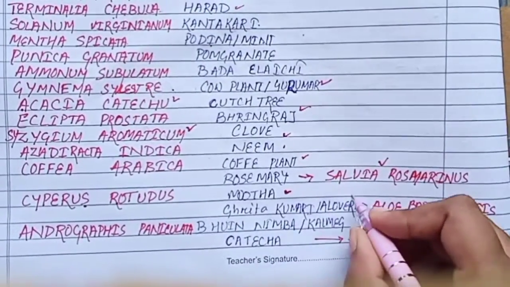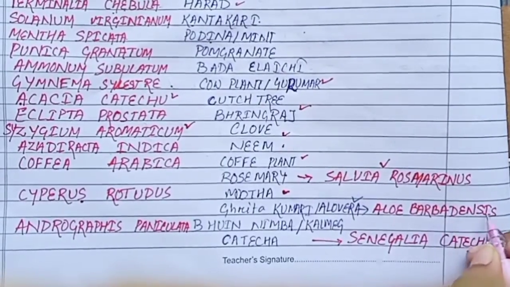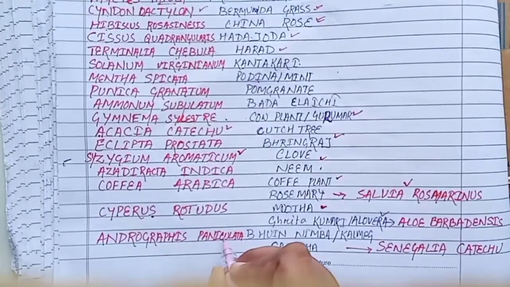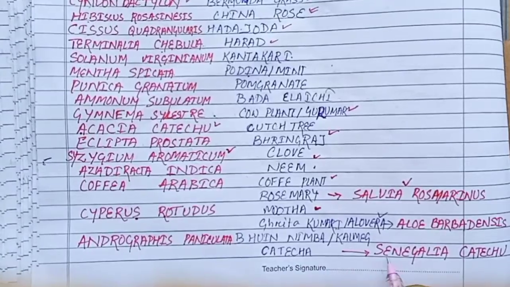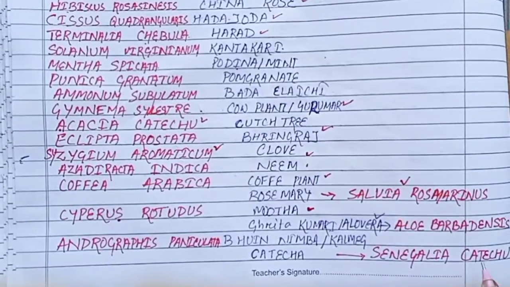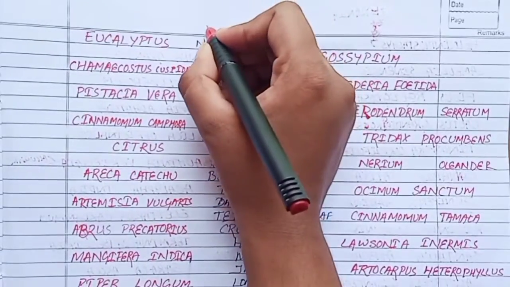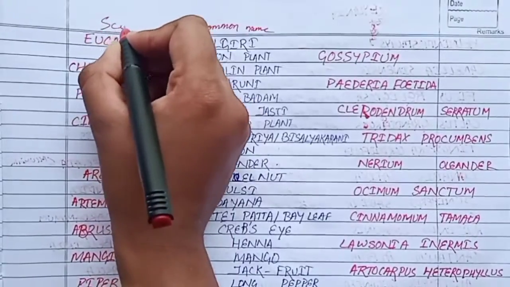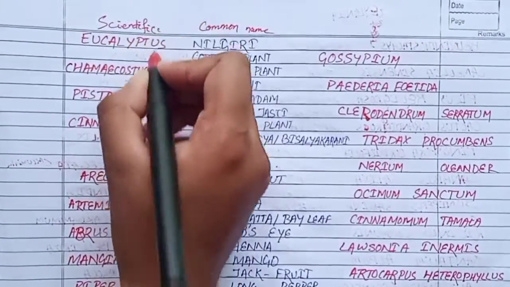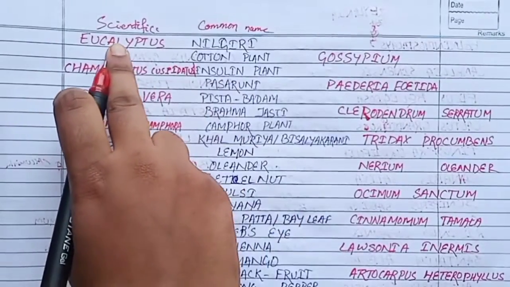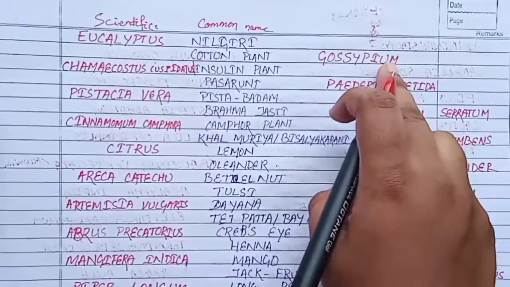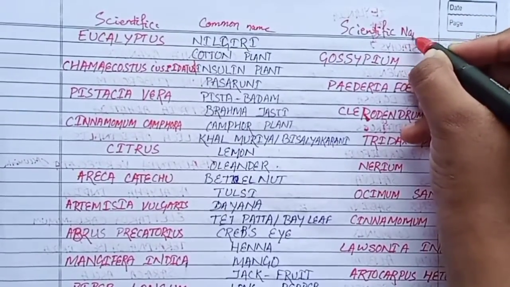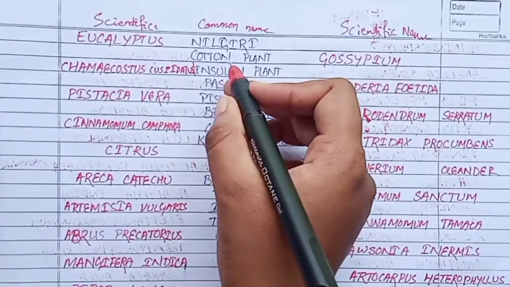Ghritkumari or aloe vera, whose scientific name is Aloe barbadensis. Then bhui neem or kalmegh, whose scientific name is Andrographis paniculata. Catechu, whose scientific name is Senegalia catechu. So in the same manner, here is the common name and here the scientific name. Okay. Then you can see Nilgiri, whose scientific name is Eucalyptus. Here I also wrote the scientific name for a clear view and because space will be available, so that we use it.